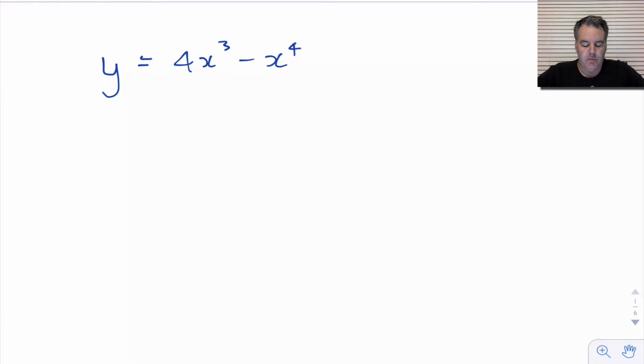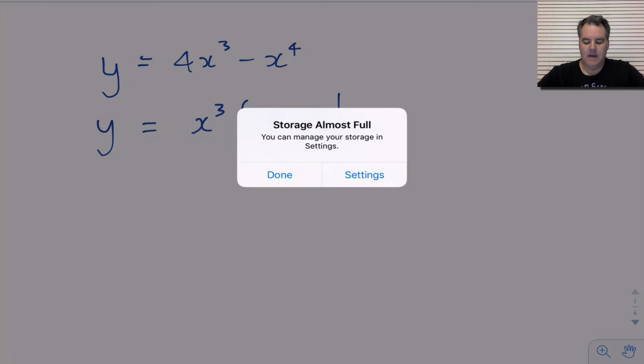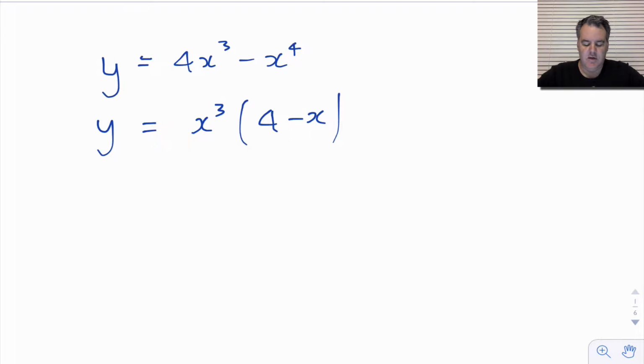Let's first of all, if we want to sketch this thing, it'd be great to be able to factorize it. So if I take out the highest common factor here, this now gives me a good idea of what the x-intercepts are going to be. Straight away I'm getting an idea that it's going to go through when x equals 0 and when x is equal to 4. They're the only two x-intercepts.